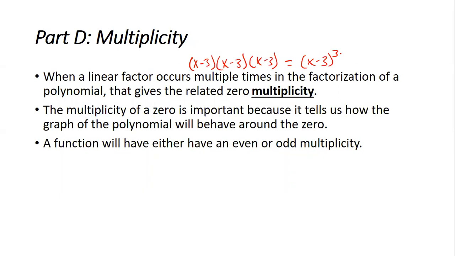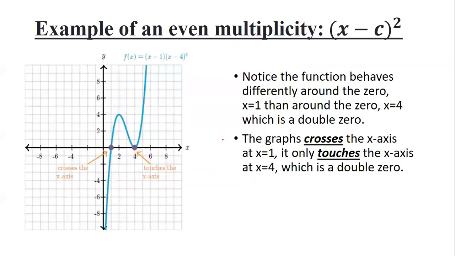The multiplicity of a zero is important because it tells us how the graph of the polynomial will behave around the zero, okay? A function will have either an even or odd multiplicity. So let's first start with our even multiplicity, okay? An example of even multiplicity is that the factor is either to the second power, the fourth power, the sixth power, but the factor is to an even power, right?